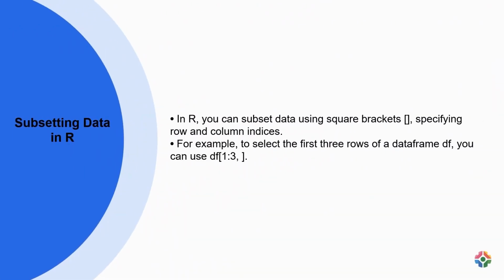Data in R can be subset using square brackets, where row and column indices are specified. For instance, to extract the first three rows from a data frame df, the syntax df[1:3, ] is employed. This command selects rows 1 through 3 from df, while leaving the columns unspecified for retrieval of all columns in the specified rows.